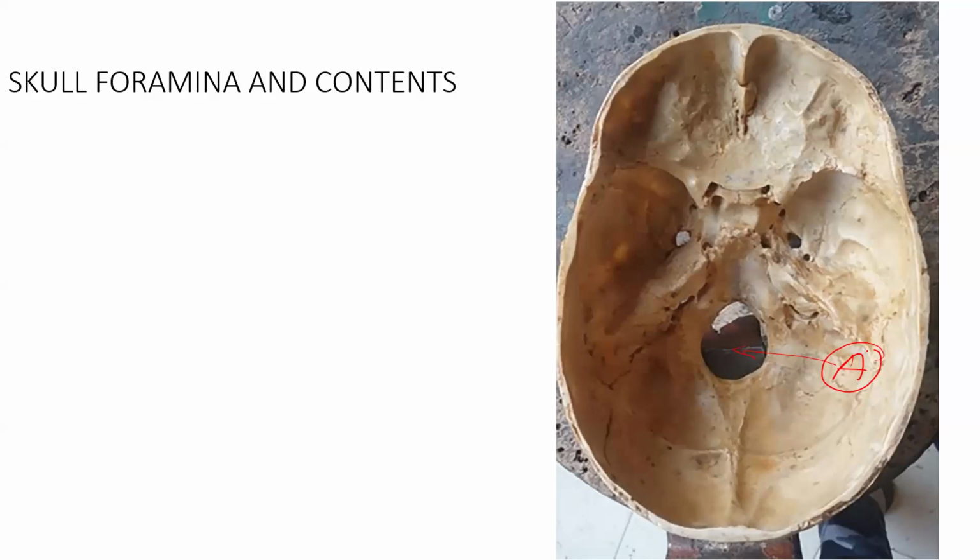Now, can you tell me ligamentous structures that pass through A? What ligamentous structures pass through A? One, apical ligament of Dens. Very good. Two, tectorial membrane. Very good. Another one I've seen, the cruciform ligament. Okay, very good.